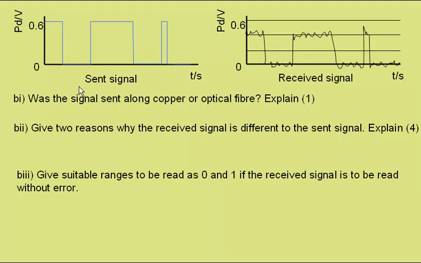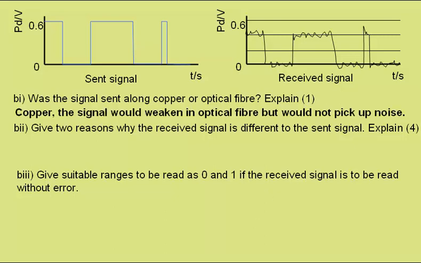Now we're given a diagram of the signal as it was sent and the received signal, and asked, was the signal sent along copper or optical fibre, and an explanation. Probably there's no mark for stating either copper or optical fibre. The mark will be for the correct explanation. Well, it must be copper. The signal would weaken in an optical fibre, getting below the initial 0.6 volts, but it would not have picked up noise.